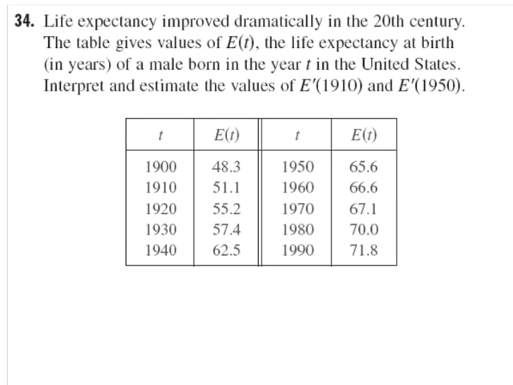Okay, if you're looking at a table, the process is still going to be the same, but we might have to estimate. So here it says the life expectancy improved dramatically in the 20th century. The table is giving values of E of t, which is the life expectancy at birth in years of a male born in the year t in the United States, and interpret and estimate the values of E prime of 1910 and E prime of 1950. Okay, so we're going to want to estimate the slope of the tangent line for here and for here.